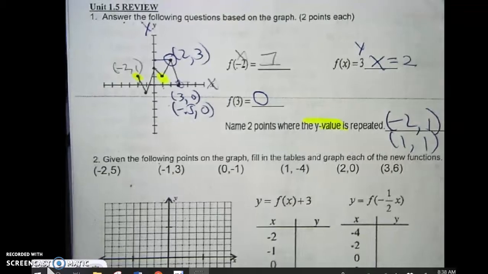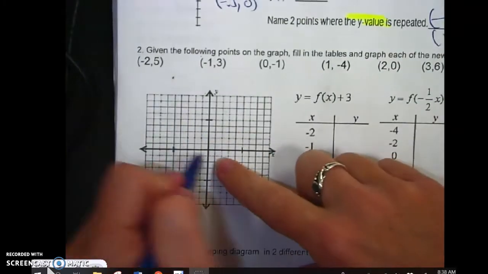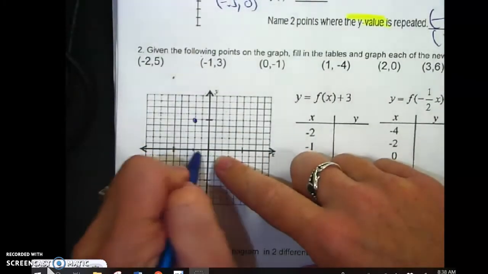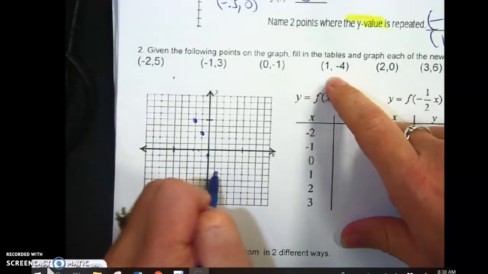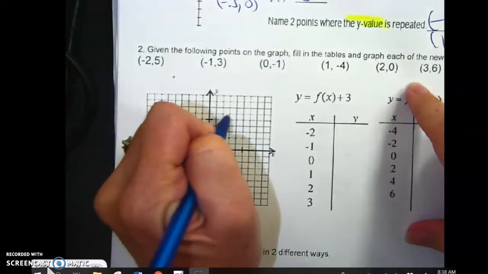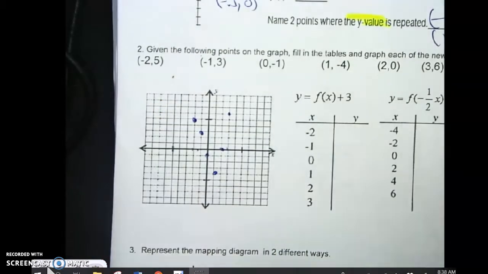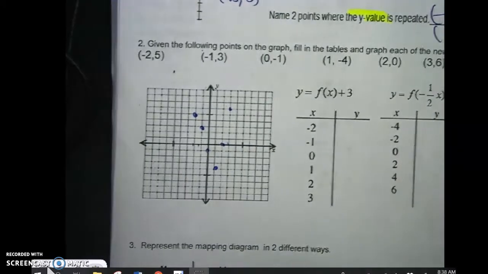Okay. The next one, it looks like what they want you to do is plot some points. So let's do it. Left 2 up 5, left 1 up 3, down 1, right 1 down 4, right 2, right 3 up 6. Okay. It didn't tell me to connect them, so I'm not going to do that.